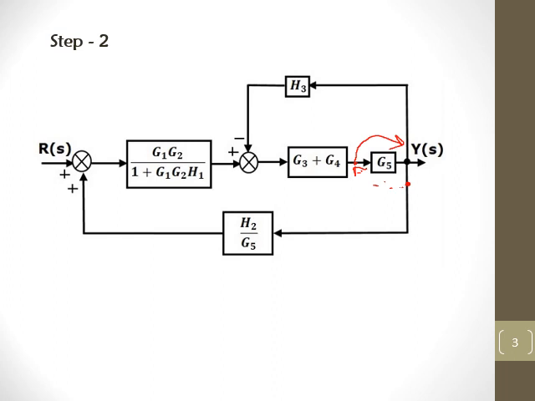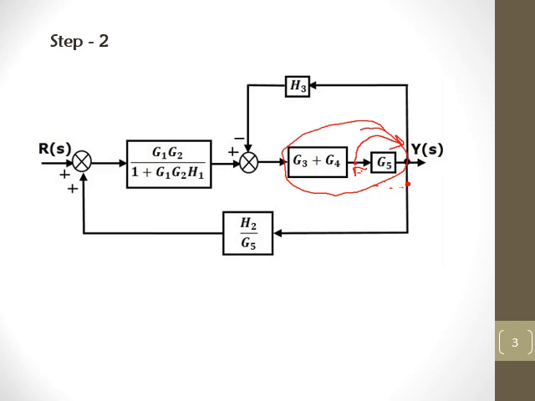So we have applied the rule shifting of takeoff point after the block. So we have added 1 by G5 in series with the takeoff point. Look at this, this H2 is actually previously the takeoff point block. So we have added 1 by G5 because we have shifted the takeoff point after G5. Okay, so here H2 by G5 is there. Now these two blocks are connected in series.